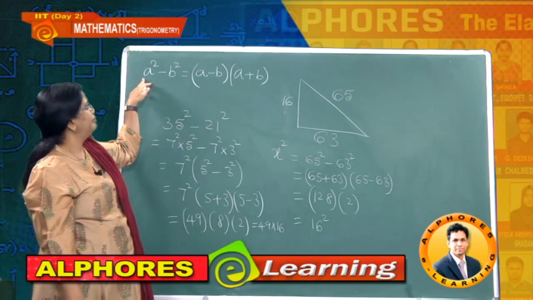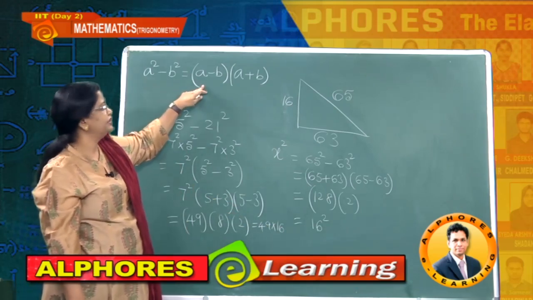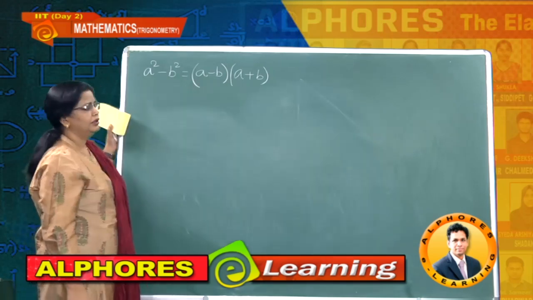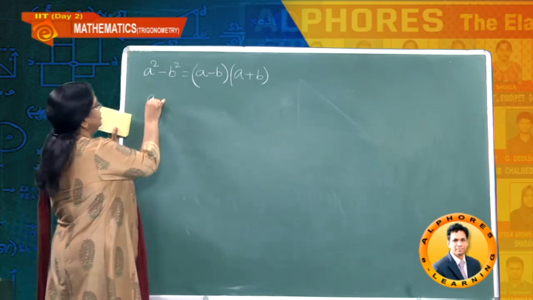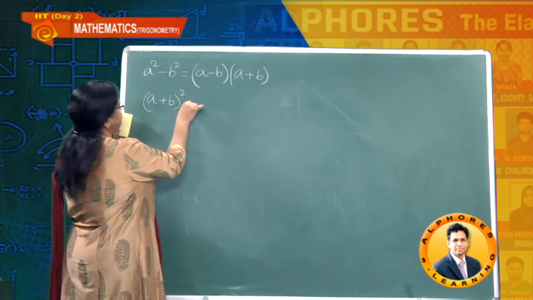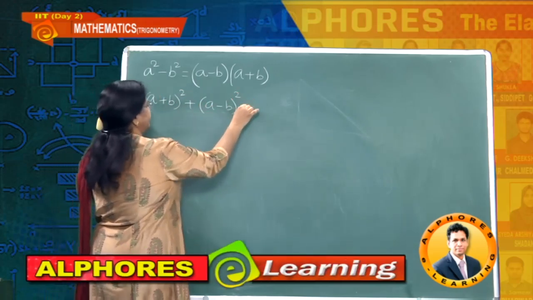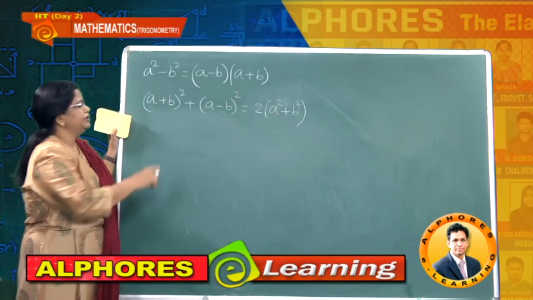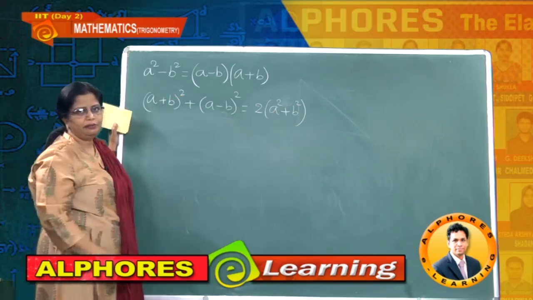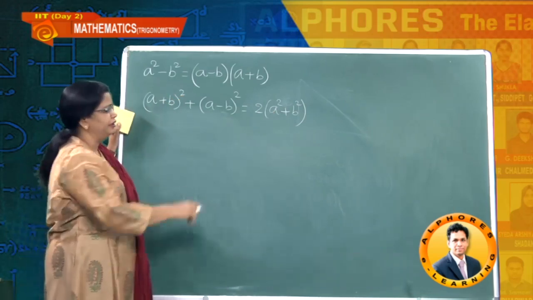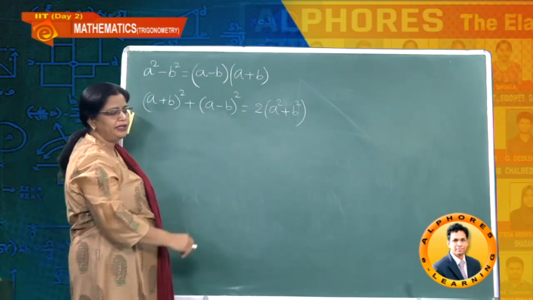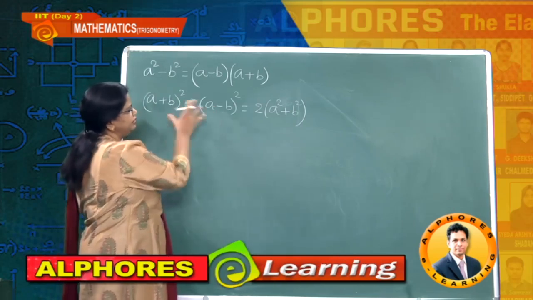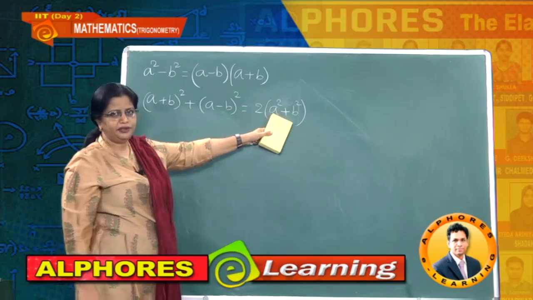So like this you have to make use of the formula a square minus b square is a minus b into a plus b in our further calculations. Now the next formula is, a plus b whole square plus a minus b whole square is equal to 2 times a square plus b square. You know the a plus b whole square formula very well: a square plus b square plus 2ab, and a square plus b square minus 2ab. Then plus 2ab and minus 2ab cancel, leaving 2a square terms and 2b square terms. So directly you can write it this way.